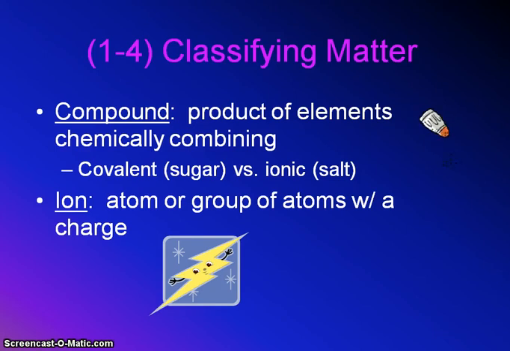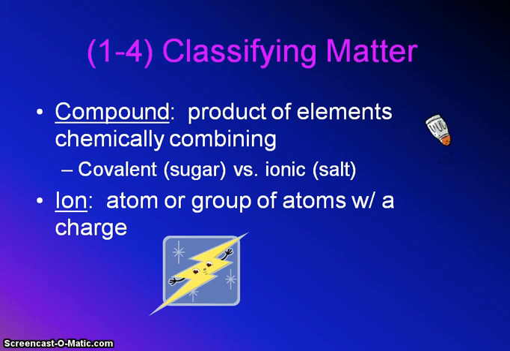Chapter 1, Section 4 deals with classifying matter. One thing matter can be classified into are compounds. Compounds are products of elements that have been chemically combined. We may have covalent compounds where electrons are shared between those elements, something like sugar. And you may also have ionic compounds such as salt, where you have a transfer of electrons that occurs between the elements in order to chemically combine them.